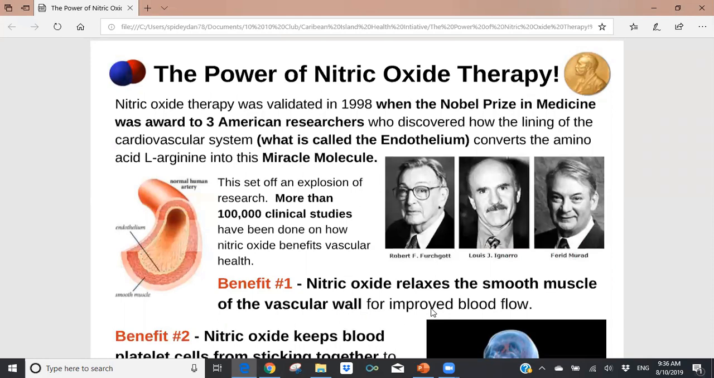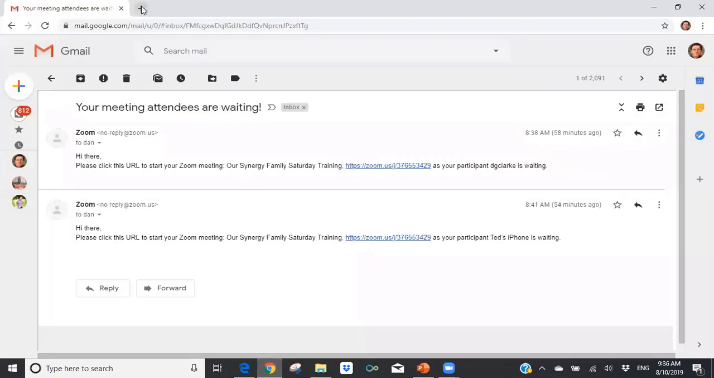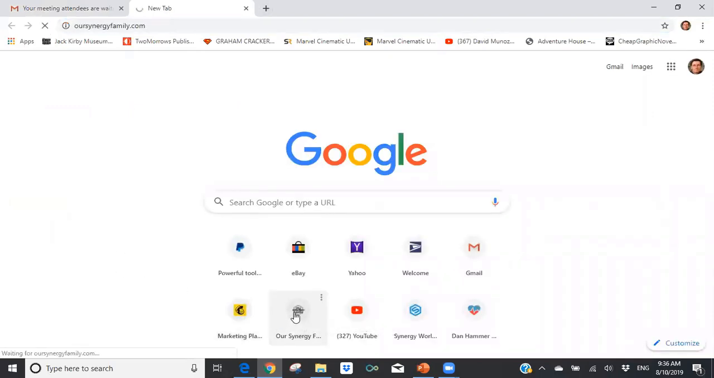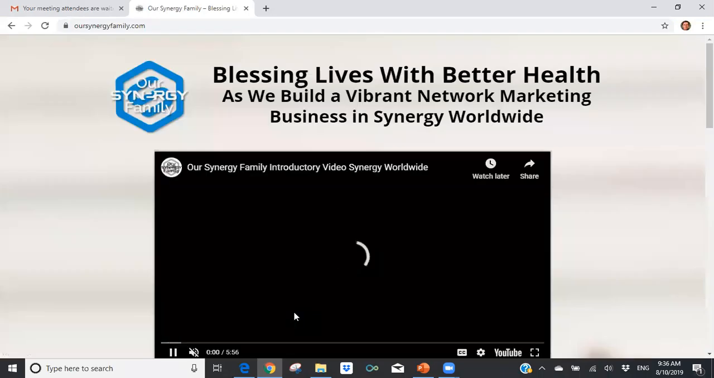How soon can we get the PDF? The PDF will be available on Tuesday when it goes out into the newsletter. Plus the PDF is going to go up onto our Synergy family. So if you click on our Synergy family, I'll most likely have the PDF up on Monday.